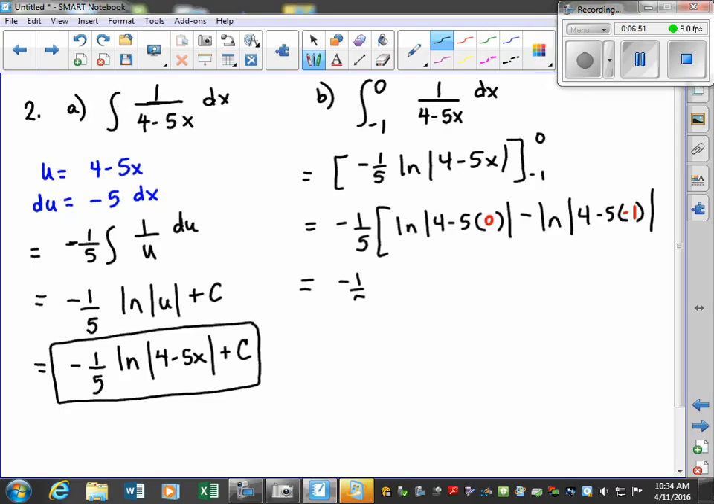Okay, continuing to simplify, I'll bring this down, the natural log. Now inside here I'm just going to have 5 times 0 is 0, 4 minus 0 is just the natural log of 4, minus over here, this is just going to be a negative times a negative is a +5, plus 4, so that's the natural log of 9.